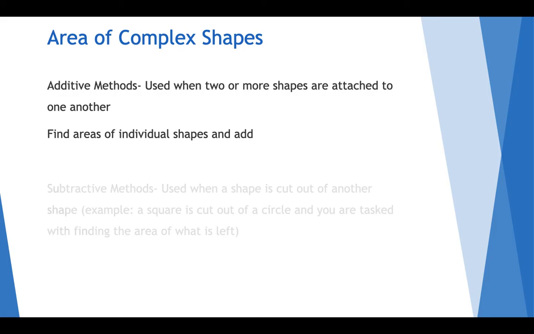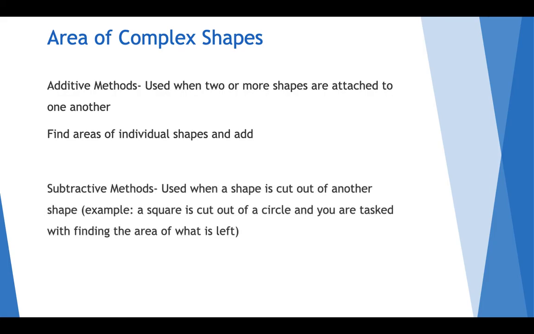And then there are also subtractive methods. This is used when one shape is cut out of another shape, like you have a circle and you cut a square out of it and you're asked to find the area of what's left. So you find the area of the outer shape and then subtract the area of what is being removed. So our first example is going to be an additive method, and our second example is going to be a subtractive method. So here's our first example.